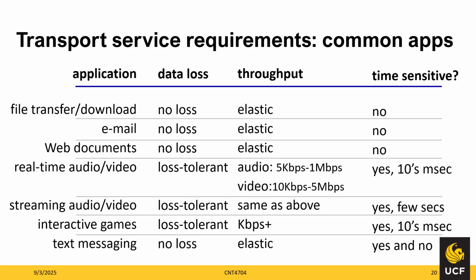We have real-time audio and video. They can tolerate some data loss. Sometimes videos get buffered, or there's a delay. A dropped audio packet is okay, but throughput is a variable for higher quality and higher demand. Timing is very important. Delays or jitter can cause noticeable disruption.